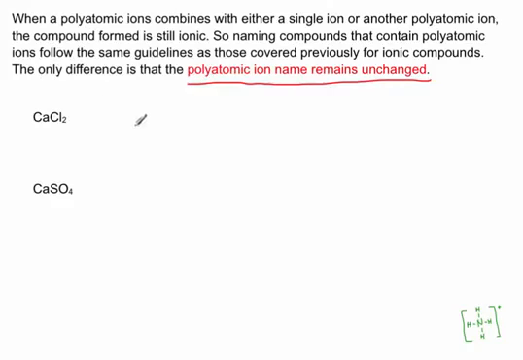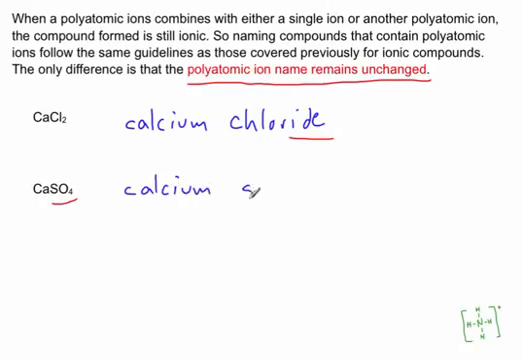If you recall, calcium plus chlorine becomes calcium chloride. So we actually changed the name, the ending of chlorine, to this chloride. Well, we don't do that if it involves a polyatomic ion. There's a polyatomic ion, and so this is calcium, but it is now sulfate. Sulfate, SO4 2-, is the polyatomic ion, and its name will not change. So that ate remains the same.